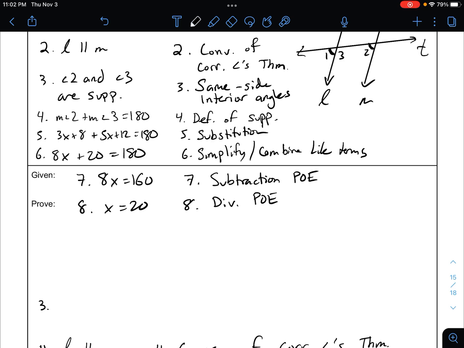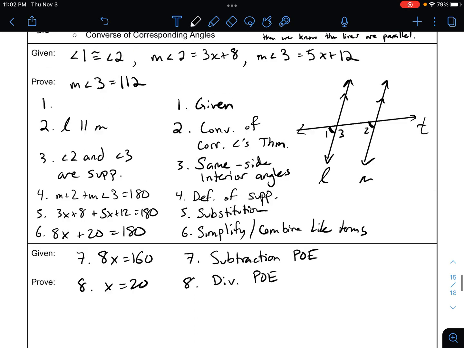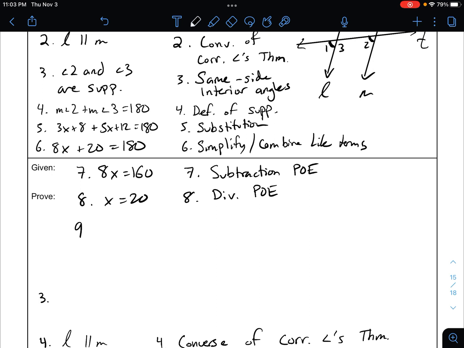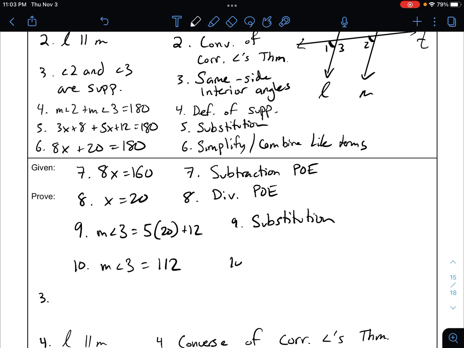Now that we know what x is, we want to figure out the measure of angle 3. So we're going to take that original statement we had up here: measure of angle 3 equals 5x plus 12. We're going to say that the measure of angle 3 equals 5 times 20 plus 12. This is just substitution. I'm plugging in that 20 for the x value. And then the last thing we're going to do is simplify. 100 plus 12 is 112. You could also write combine like terms for this one because numbers are like terms, so you are technically combining like terms. But that's going to be it.